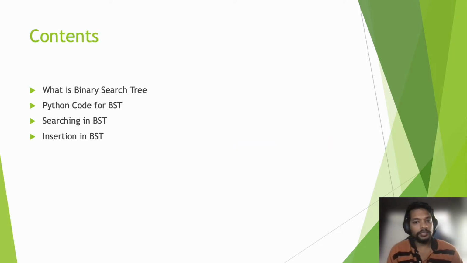Let's go through the contents of this video. In this video, we are going to speak about what is a binary search tree, the Python code for a binary search tree, and two of the operations in a binary search tree, BST: searching and insertion, and the Python code. However, since this is a large topic, we will only go through searching and insertion, while deletion and traversal will be explained in another video. Since there are multiple cases you have to look through in a deletion case, it requires a video of its own.